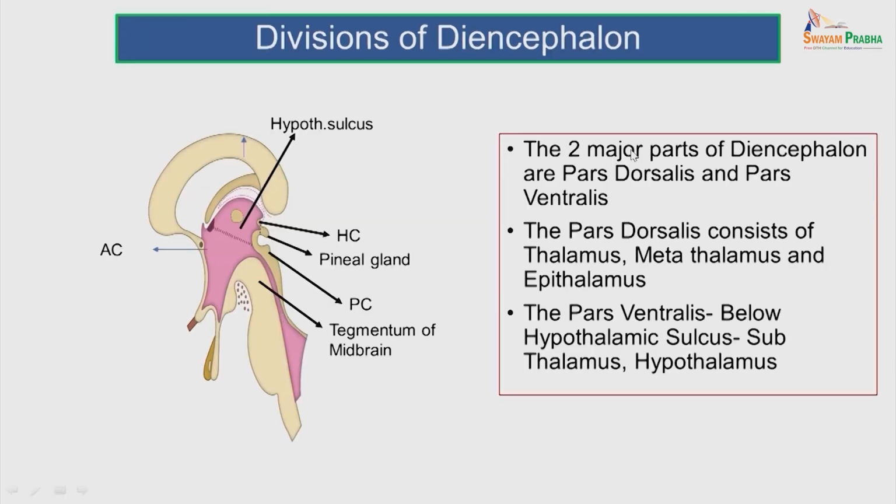It is a part of the diencephalon, which is divided into two parts, the pars dorsalis and the pars ventralis, by the hypothalamic sulcus. The pars dorsalis has the dorsal thalamus, which we usually call the thalamus, the metathalamus and the epithalamus. Below the hypothalamic sulcus, we have the subthalamus and hypothalamus.